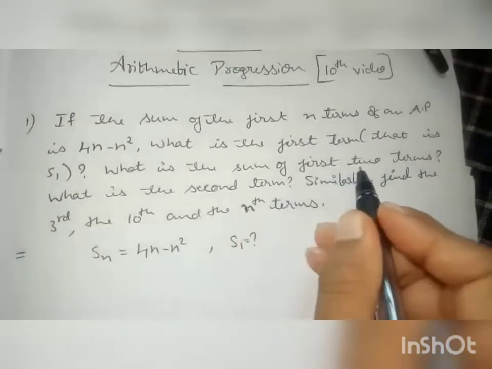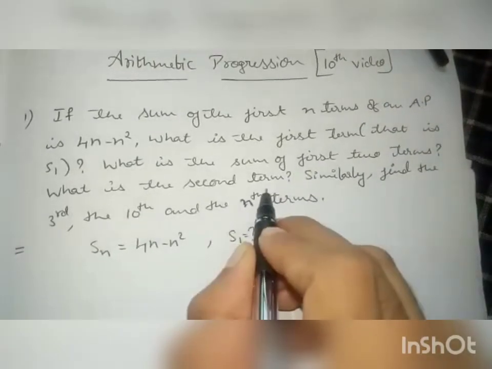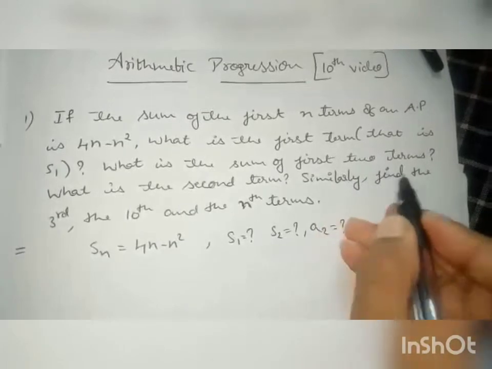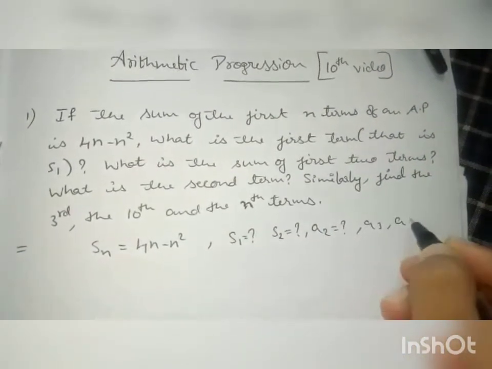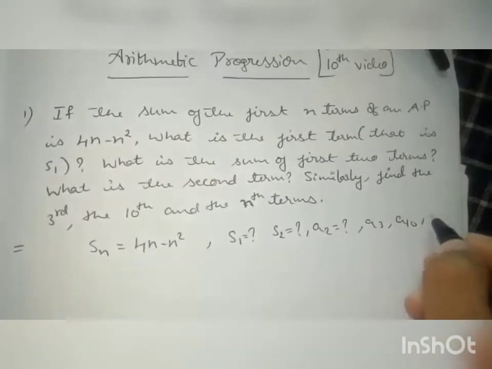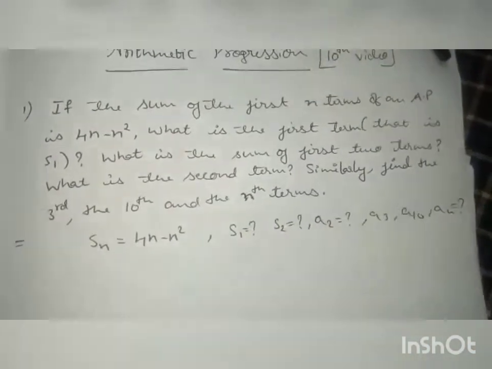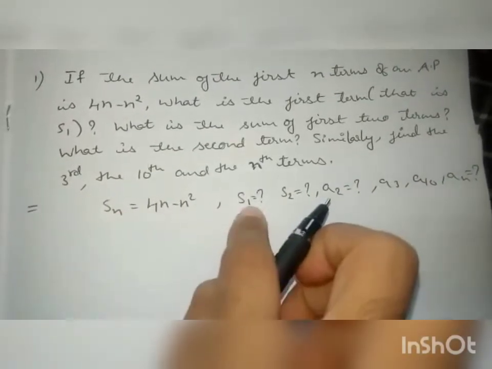What is the sum of first two terms? So you have to find S2 also. What is the second term? Second term means A2 you have to find. Similarly, find the third, so that is A3, 10th, A10, and the nth, An. This much you have to find. So first what we'll do? Sn they have given, so we can find S1.